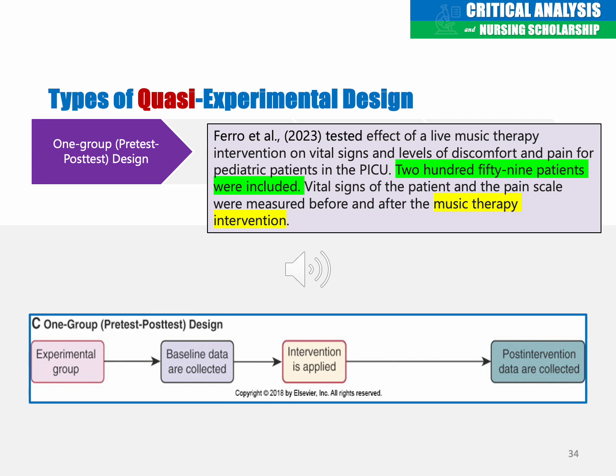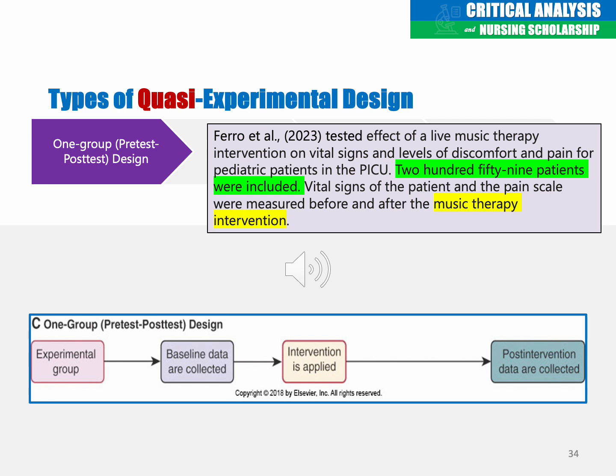Now, I want you to look at the actual example of a research conducted using this design. Ferro et al. in 2023 tested the effect of live music therapy interventions on vital signs and levels of discomfort and pain for pediatric patients in the PICU. 259 patients were included. Vital signs of the patients and the pain scale were measured before and after the music therapy intervention. Now let's go back to the 3 elements of true experimental design.